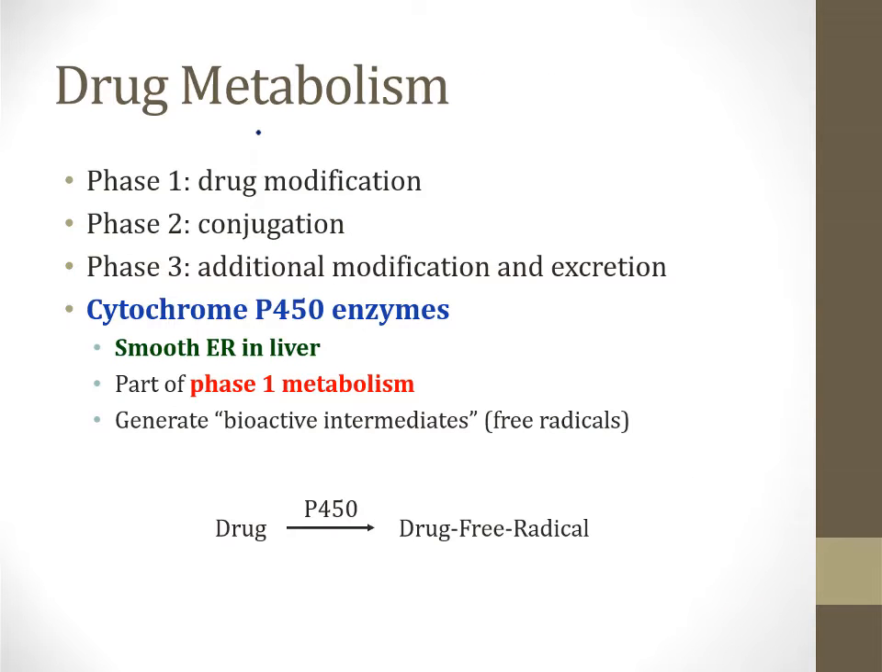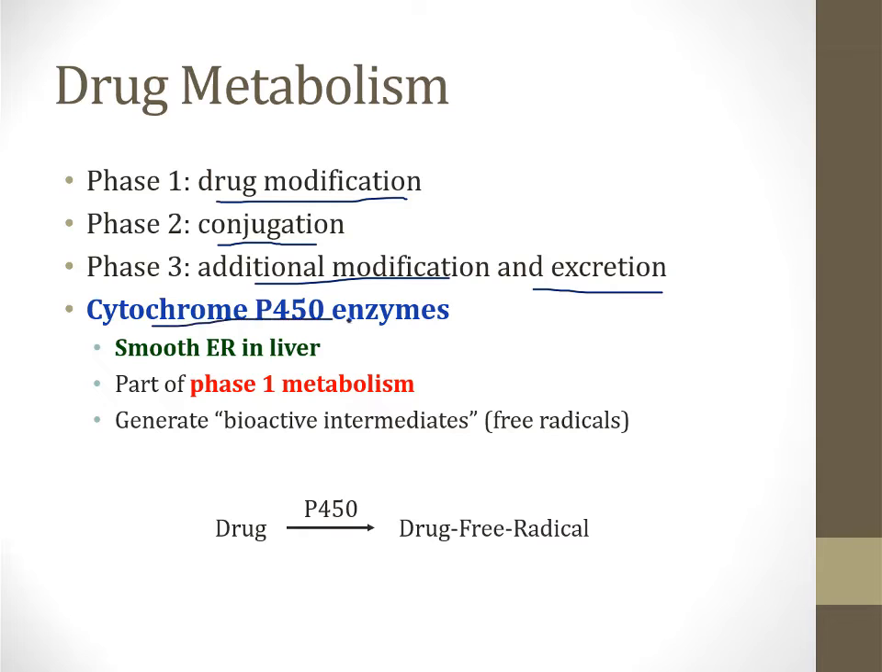The metabolism of drugs in our body is classically divided into 3 phases. In the first phase, drug molecules are modified. This often happens in the liver. In the second phase, drug molecules are conjugated to other molecules. In the third phase, there can be additional modifications to the drug molecule and ultimately excretion.